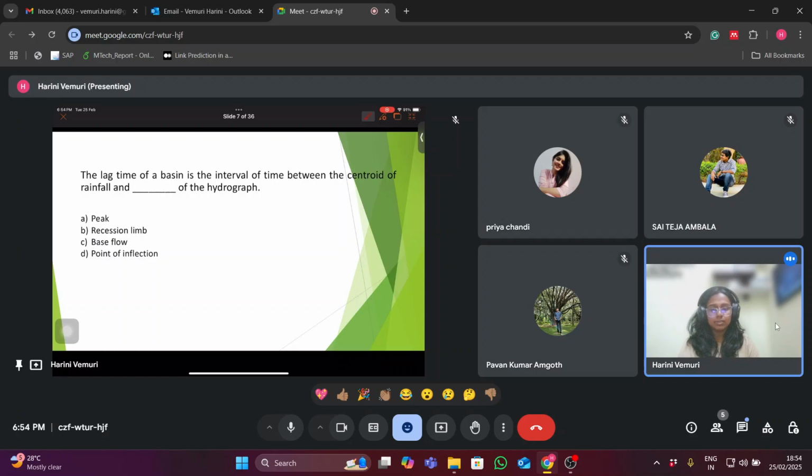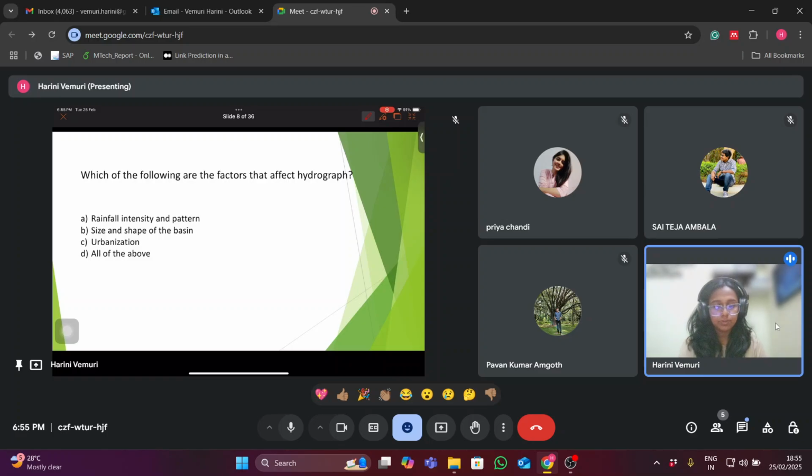Okay, so the next question is, the lag time of a basin is the interval of time between the centroid of rainfall and dash of the rainfall. So when we have plotted the hydrograph, we have seen that, suppose this is the excess rainfall hydrograph, the centroid of this and the centroid of the hydrograph, this time interval is called the time lag. Since from all these options, the most appropriate option is the peak, because the centroid of the hydrograph will be mostly near the peak. So that's why we can go with the option peak.